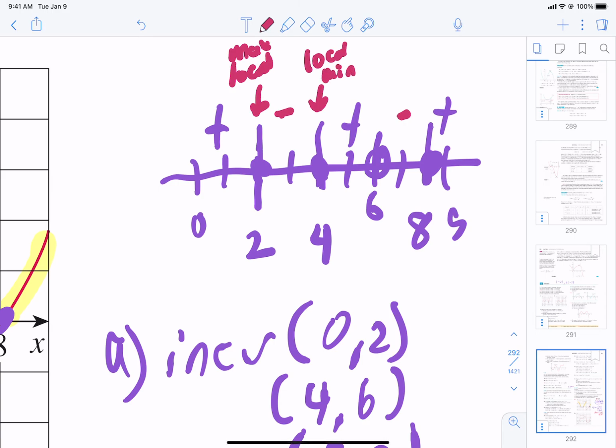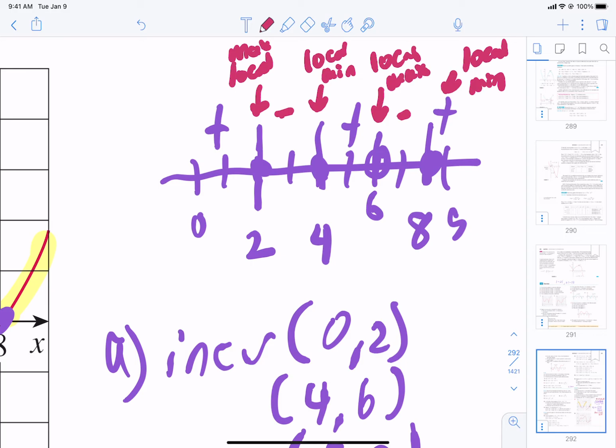Now 6 isn't a point where the derivative works, but it still is a critical number. So if we look at what's happening there, this goes from positive to negative. That is a local max as well. And then 8 goes from negative to positive. It's going to be a local minimum. Okay.